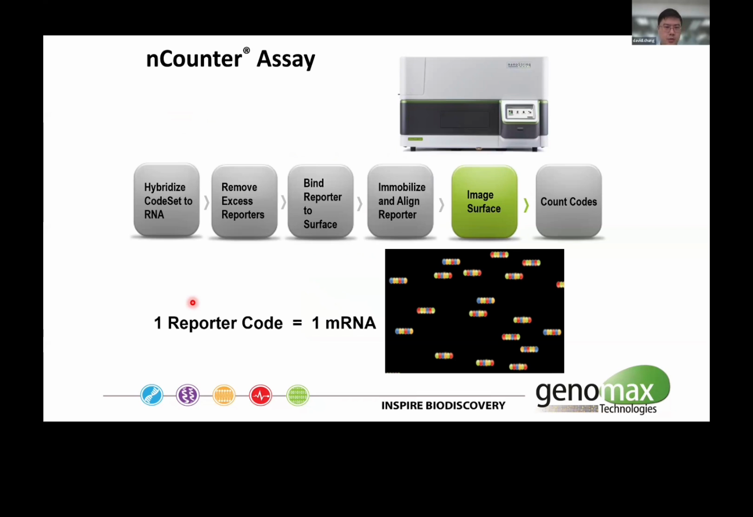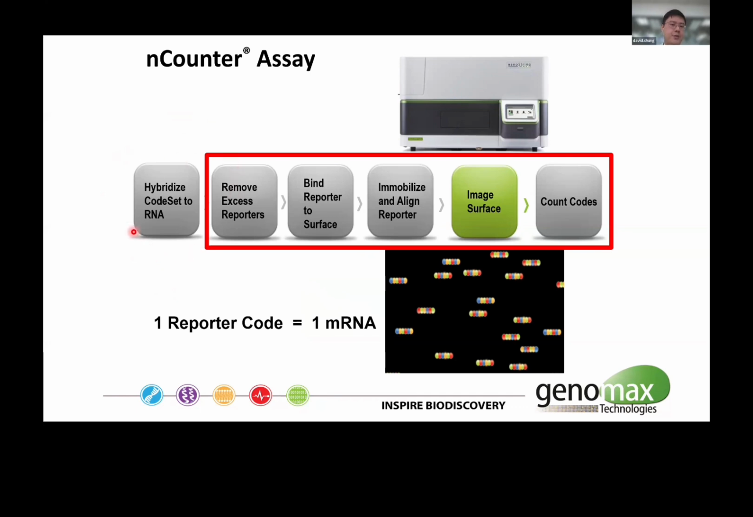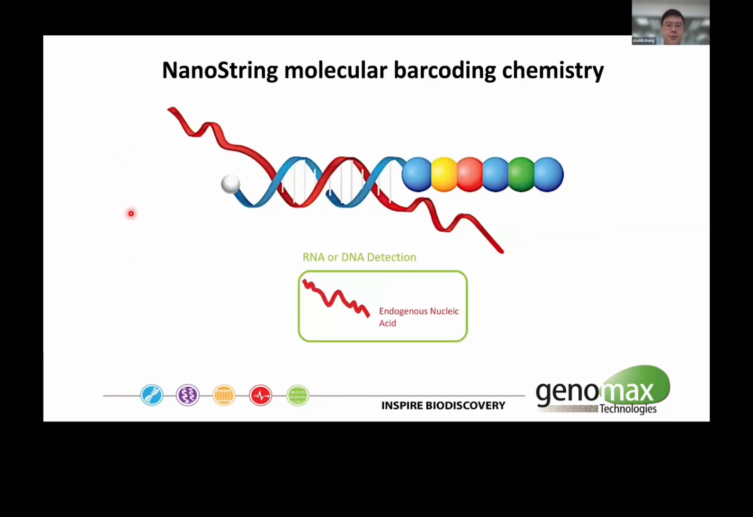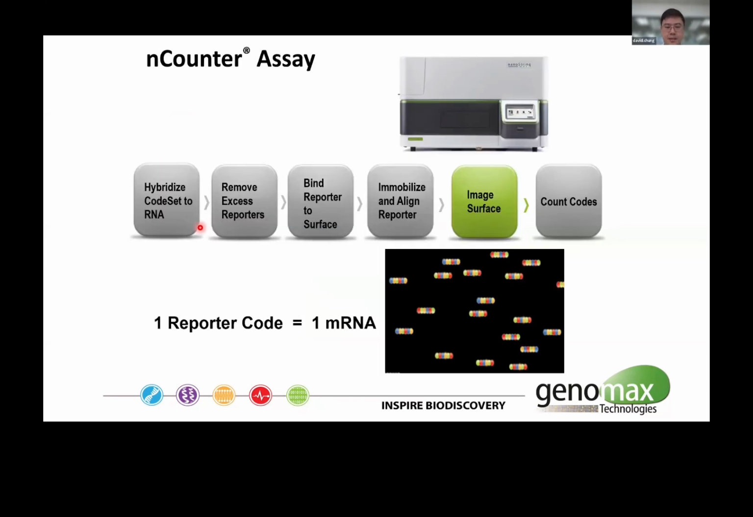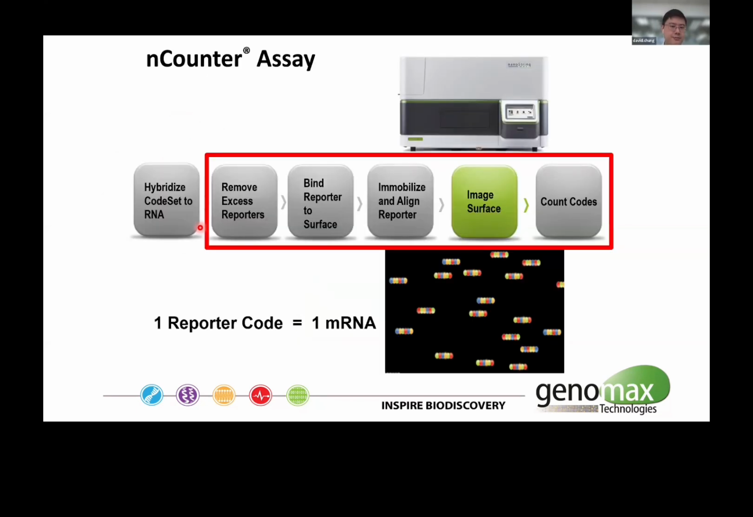This is just a quick overview of the whole nCounter workflow. The only hands-on part is the first step, in which you create a mix of the probes together with your total RNA, and then put it into a thermocycler for overnight incubation for the hybridization process to occur. On the second day, usually everything is automated. You just need to load your sample to the instrument, and the instrument will do the washing steps and also the scanning step.